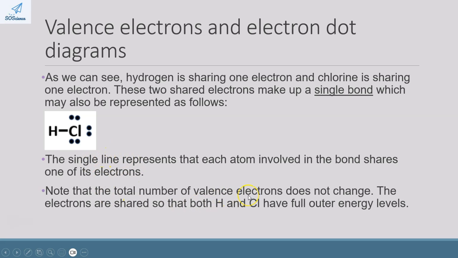Note that the total number of valence electrons does not change. The electrons are shared in such a way that both hydrogen and chlorine have a full outer energy level.